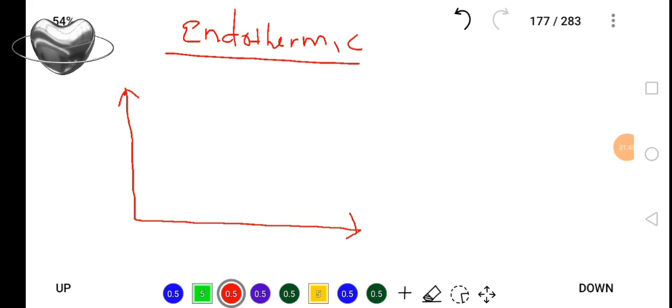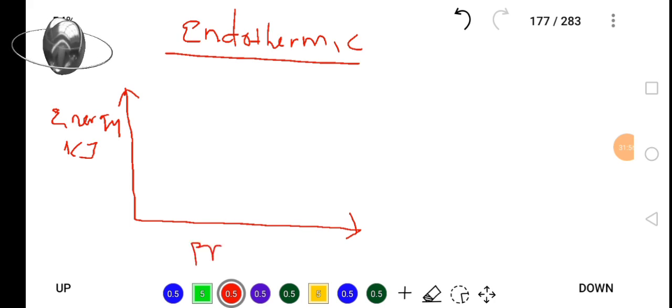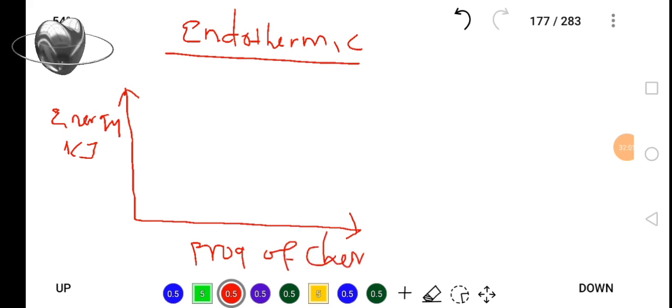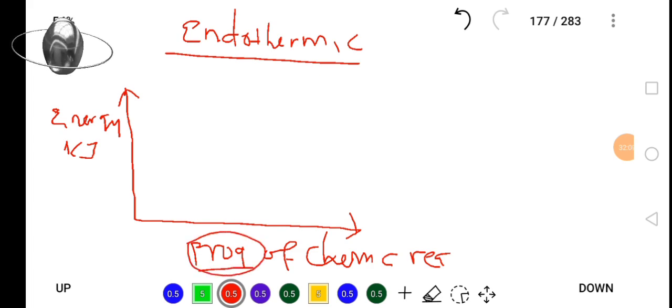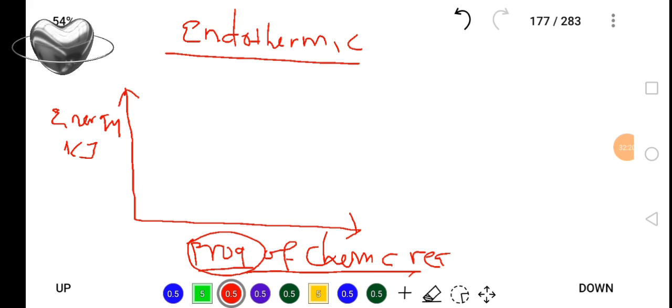Here we have energy, definitely in kilojoules. And here we have progression of chemical reaction. I understand you are supposed to write this in full. I am just demonstrating here. Progression of chemical reactions. Now, how are we going to express or present our endothermic process?